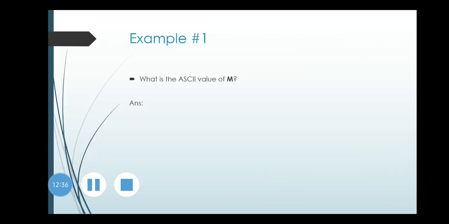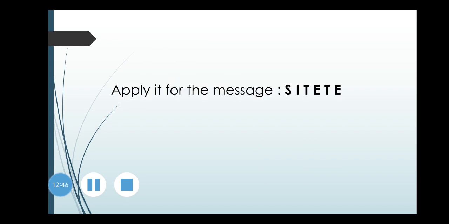Now as an exercise, try to find out the ASCII value of M, the capital letter M, and then also try to apply the coding technique for the message SIT ETE. Try to apply this and get the answer for the coding process that we have learnt by using the standard formats ASCII, or you can also go for EBCDIC character coding.